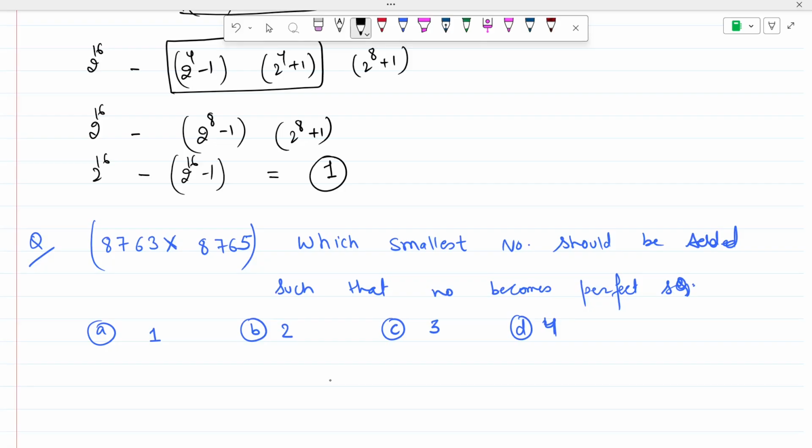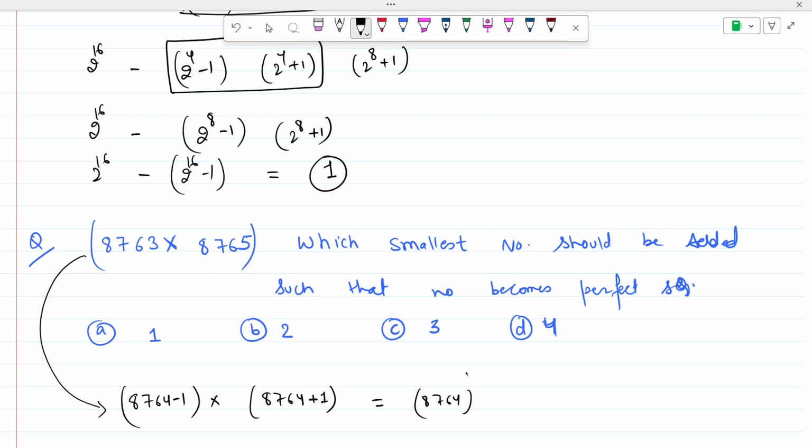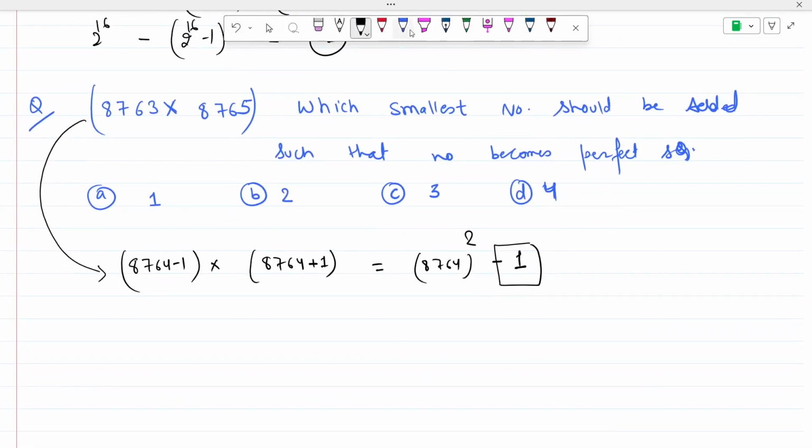Yeah, it's A, because if you look at it, you can rewrite this as 8764 minus 1 into 8764 plus 1. Correct. Very good. So it is 8764 minus 1, and this is 8764 plus 1. So it should be 8764 whole square minus 1 squared. So I think we should add this plus 1. If you add this plus 1, it works.